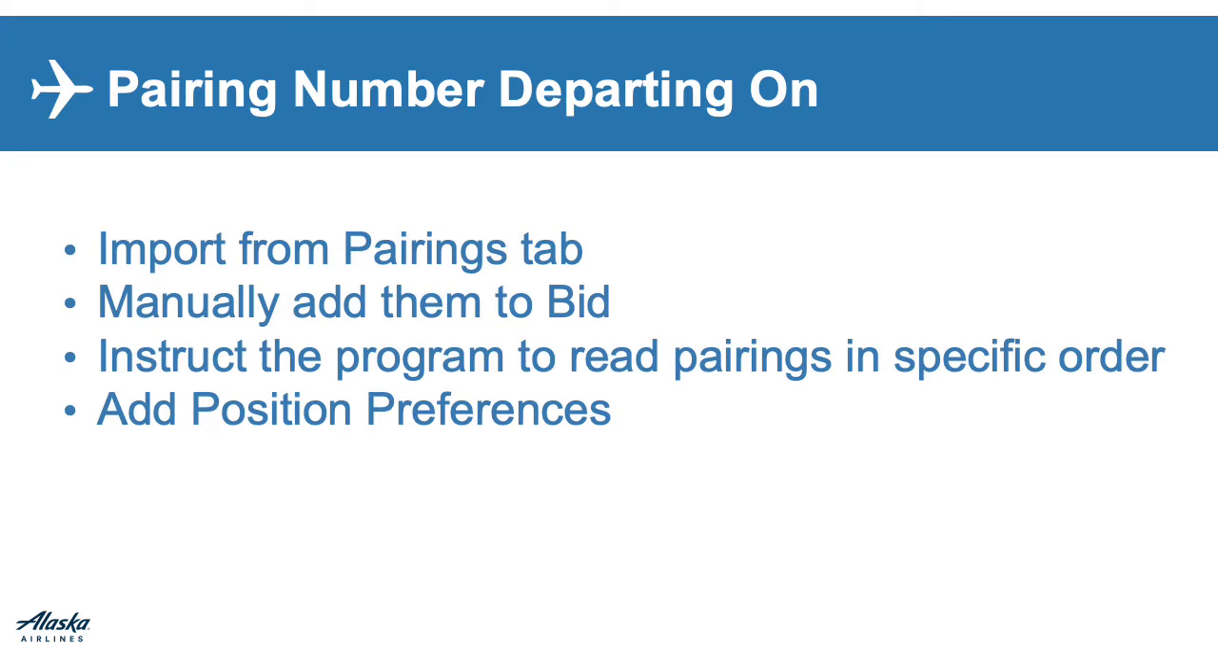We will go over how to import them from the Pairings tab, as well as manually enter them. Additionally, we will show how to edit the line to ensure your pairings are written how you would like them awarded. This is a useful feature when you would like to bid for a specific pairing on a specific date, if you want them in a certain order, and if there are any position preferences you may have.